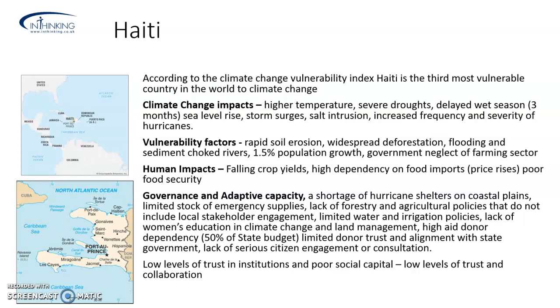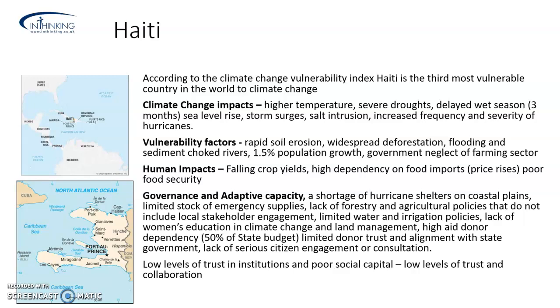And it's really exposed to quite a lot of impacts. So it's experiencing higher temperatures with severe droughts. It's getting disruption to its wet season, so a 3-month wet season is being delayed. That creates uncertainty. There is sea level rise. This brings about storm surges, salt intrusion into coastal fields and agricultural areas, and of course, increased frequency and severity of hurricanes.